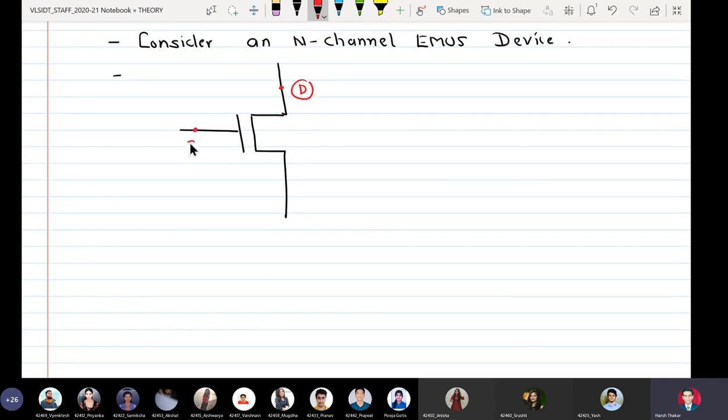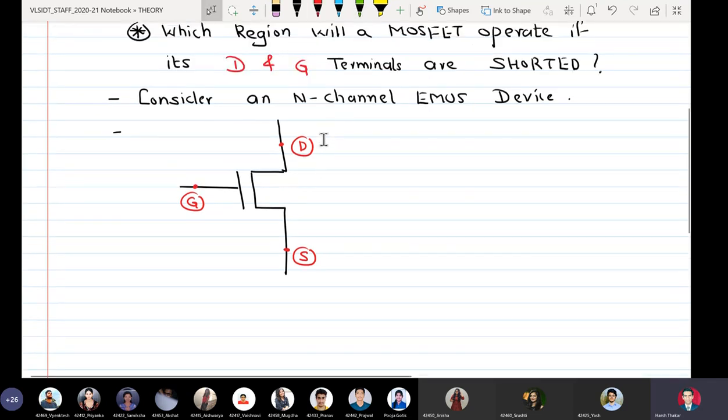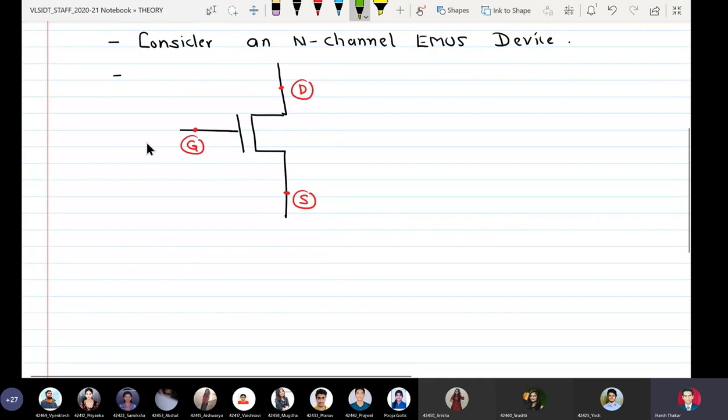Drain, gate, and source. Body is there, but I'm assuming that body and source are short circuited. So now our case is that what is the operating region of any MOSFET if the drain and gate are shorted. So what I will do is that I will short circuit the drain and gate here. Okay, so drain and gate are short circuited.